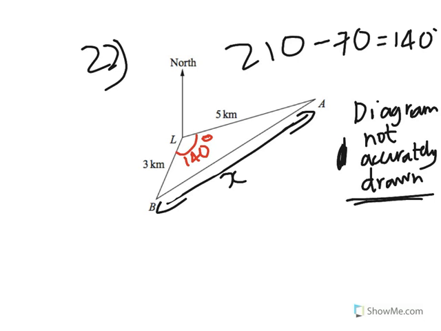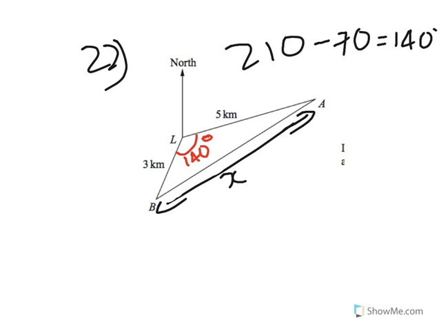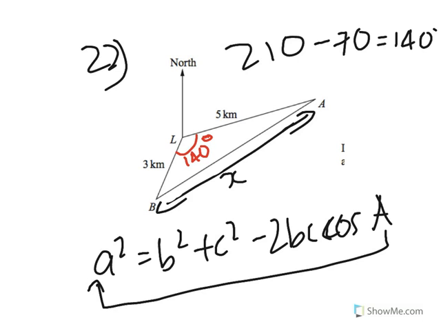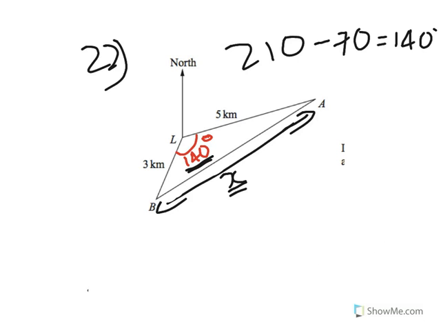Now I'm going to explain the cosine rule to you. The cosine rule is where a squared is equal to b squared plus c squared minus 2bc cosine A. Now what is this? A is the angle which is opposite to a squared. In this case, the angle is 140. The side opposite to it is x squared. And b and c are the other sides. This can help us find sides of a triangle. So we're going to substitute values and find side x.